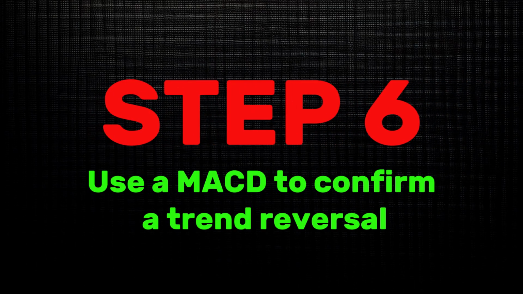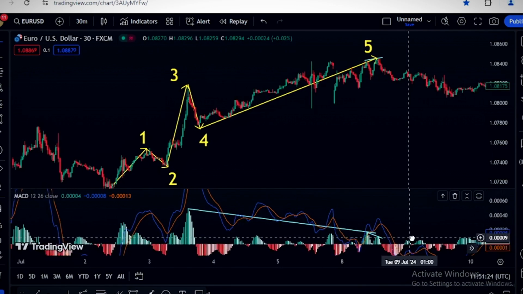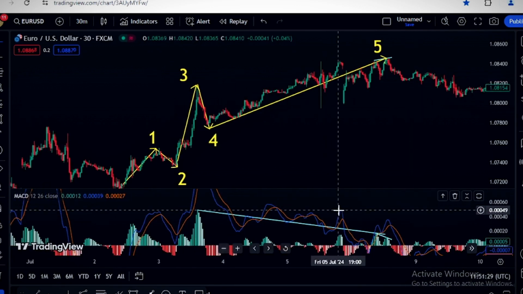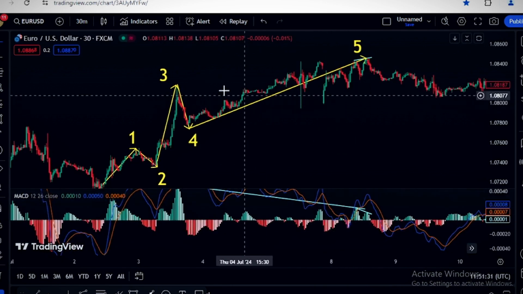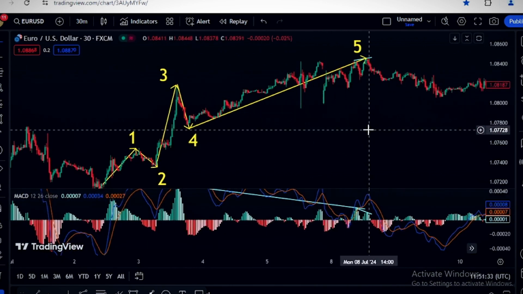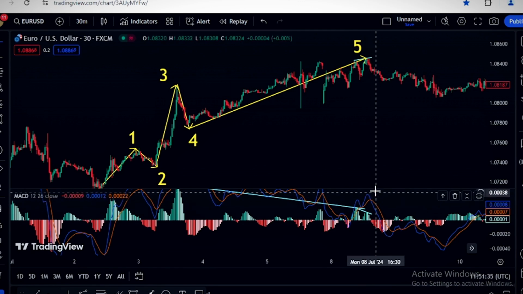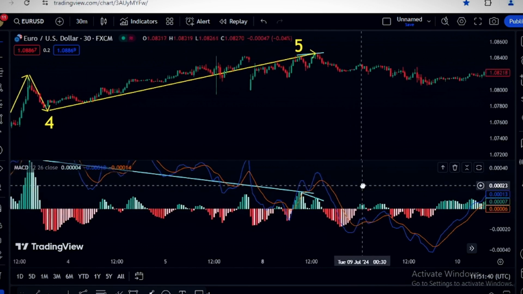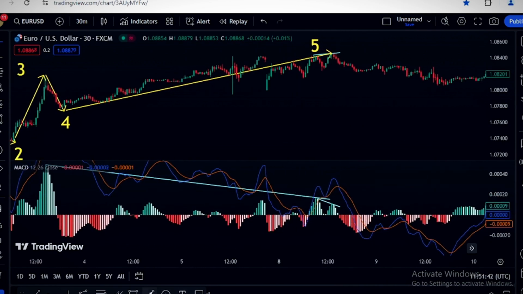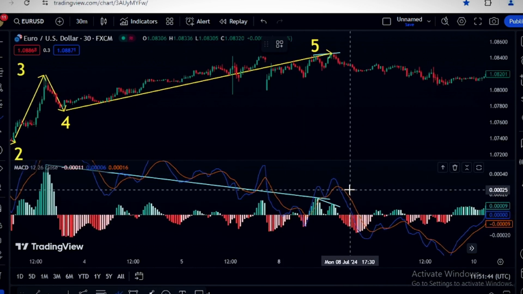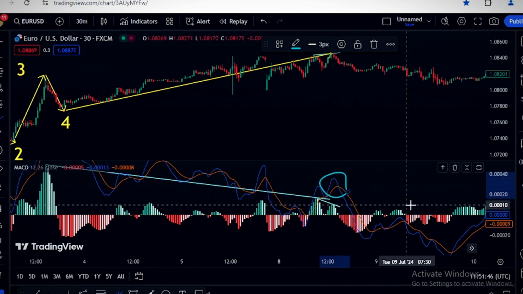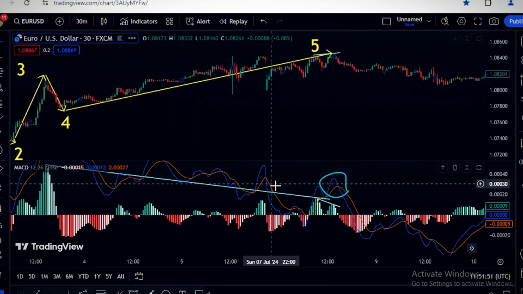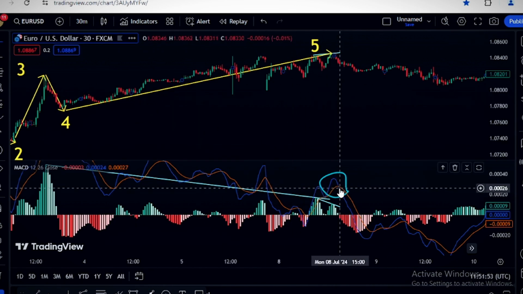Step 6. After identifying the 5-wave patterns, now is the time to use the MACD to confirm the 5-wave completion and trend reversal. Notice if there are intersections between the MACD line and the signal line. A signal is generated when the MACD line crosses the signal line. If the MACD line crosses from the bottom to the top, it is a buy signal, while crossing from the top to the bottom is a sell signal. These signals can help confirm or reject wave patterns.